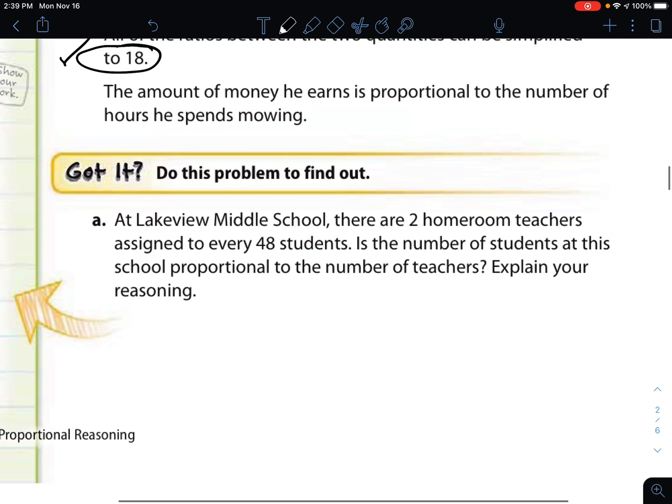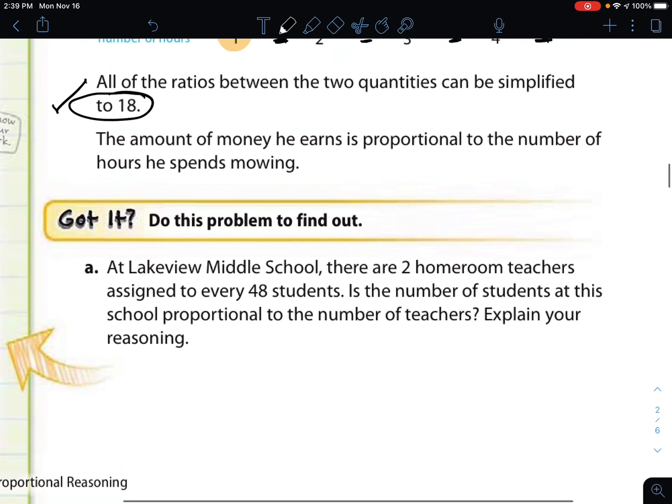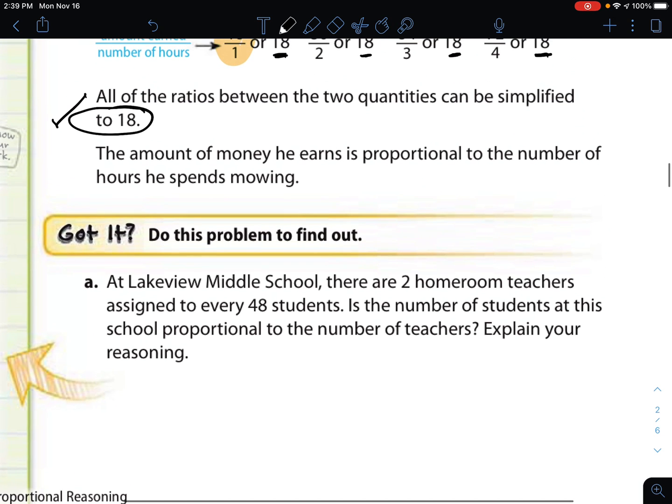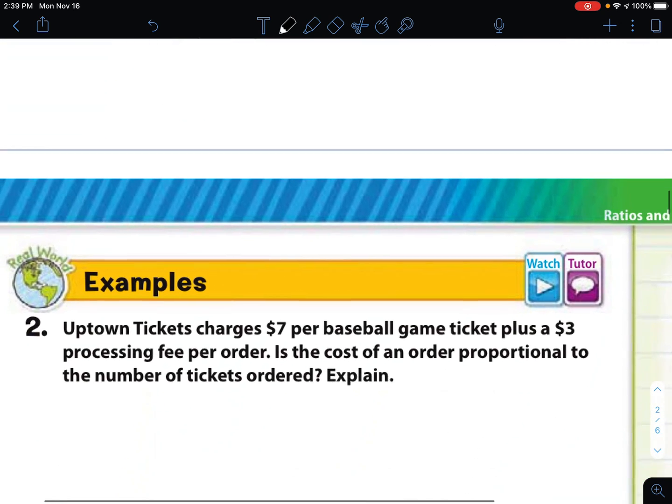Again, make a table. Use a table to be able to determine if it's proportional or not. Okay, let's take a look at the next example.